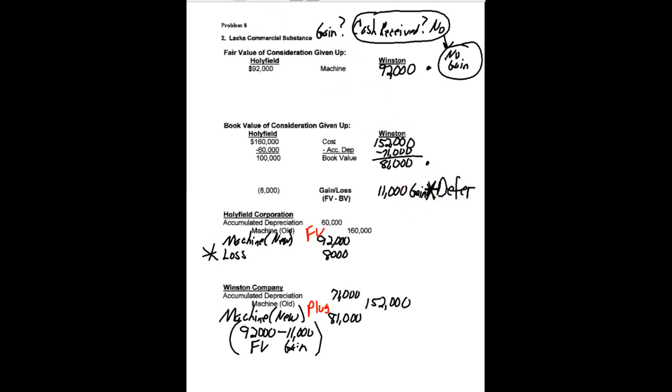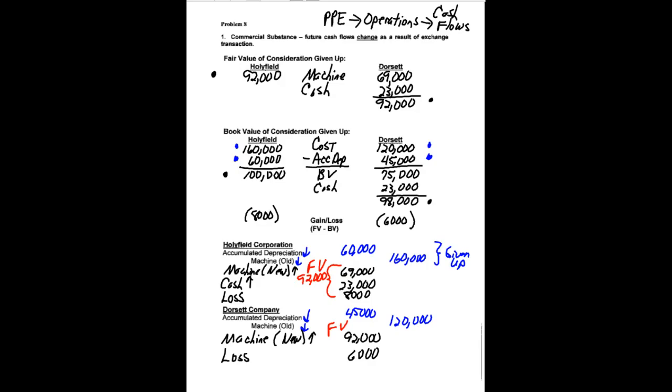Okay, let's go to a third scenario. The third scenario is Liston. Liston offered to exchange a similar machine, but wanted $3,000 in addition to Holyfield's machine. So let's go look and see what's going to happen. Okay, we're back in number 3. This situation has commercial substance. So we're back to where if there's a gain or loss, we recognize it immediately.